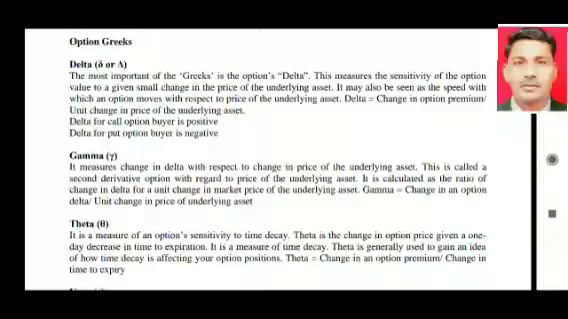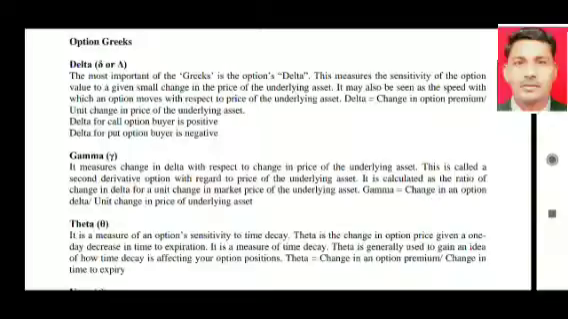What is gamma? Gamma measures the change in the delta with respect to change in the price of the underlying asset. This is called a second derivative of the option with regard to the price of the underlying asset. It is calculated as the ratio of change in the delta for unit change in the market price of the underlying asset. Gamma is equal to change in an option delta divided by unit change in price of the underlying asset.